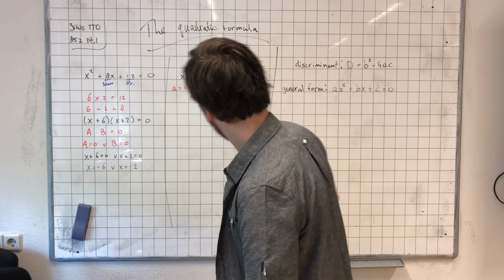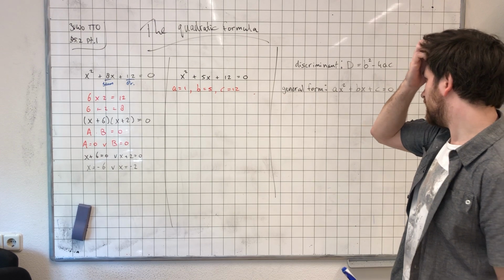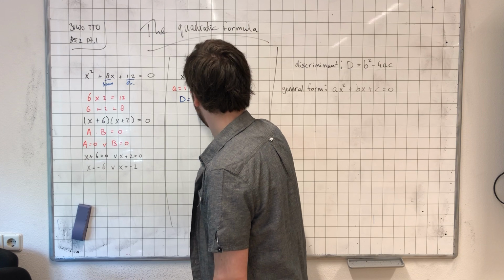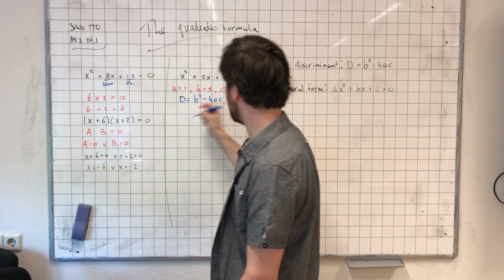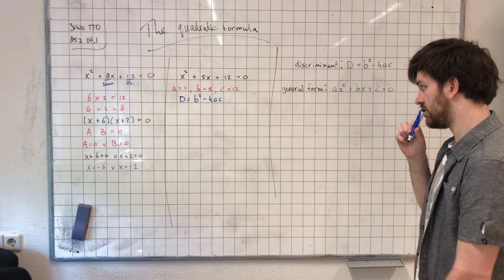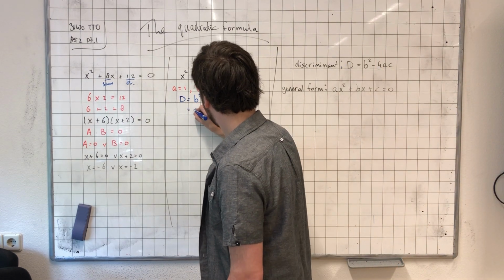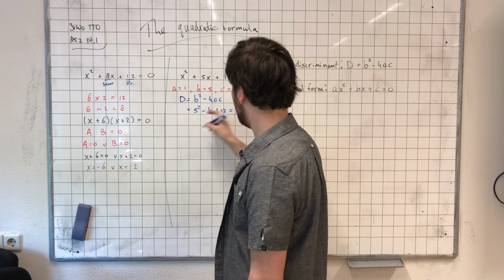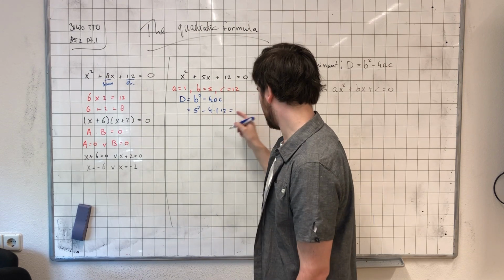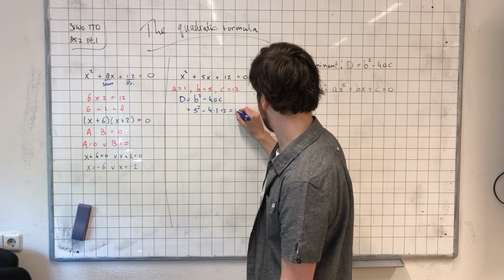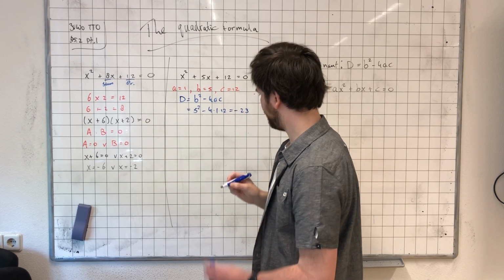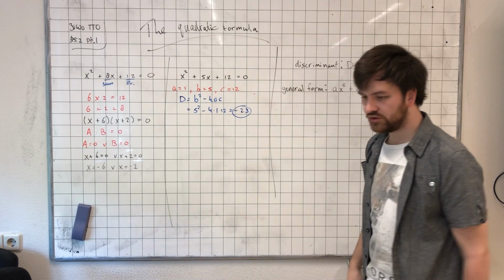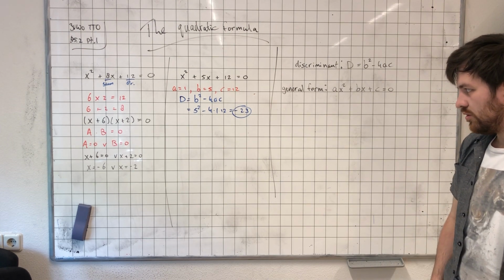That means that we are able to calculate the discriminant. So if we try and do that, then the discriminant is b squared minus 4ac, and this is a formula that you will actually have to memorize. 5 squared minus 4 times 1 times 12. This is 25 minus 48, which is minus 23. So what does this number actually tell us? What does minus 23 mean in this case?